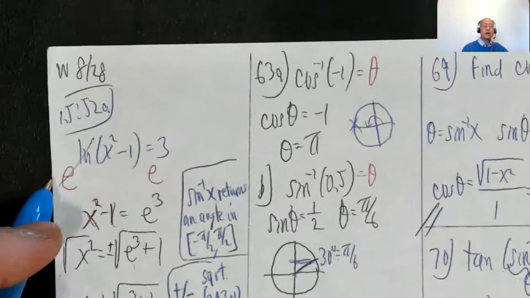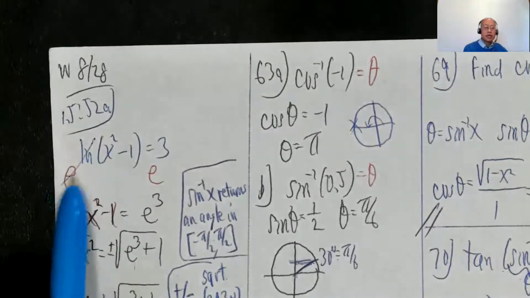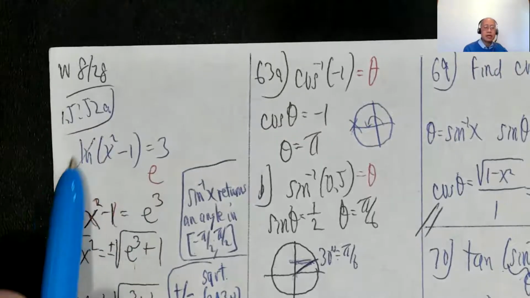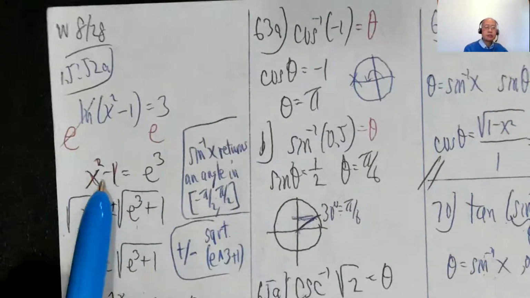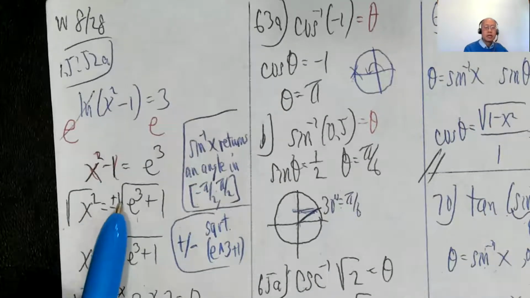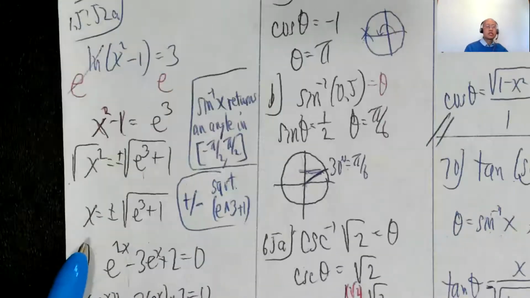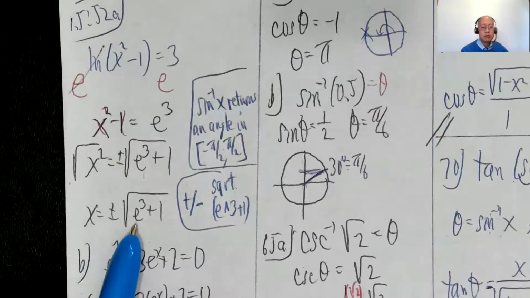All right, 52a, ln of x squared minus 1 equals 3. Exponentiate both sides, put an e. E will cancel the ln. X squared minus 1 equals e cubed. X squared is e cubed plus 1. Take the square root plus or minus. So x is plus or minus the square root of e cubed plus 1.